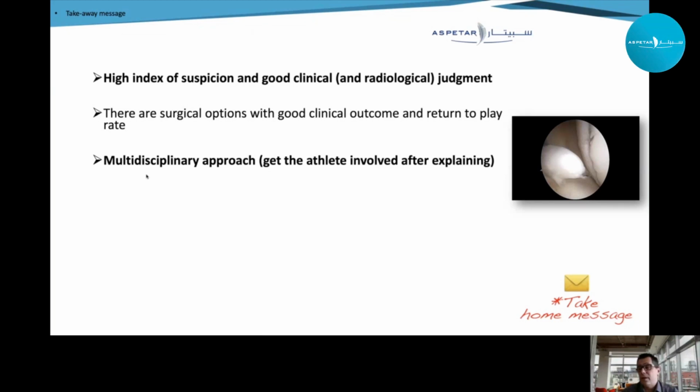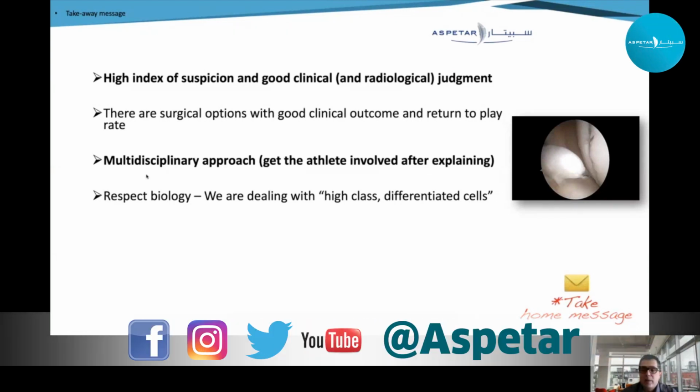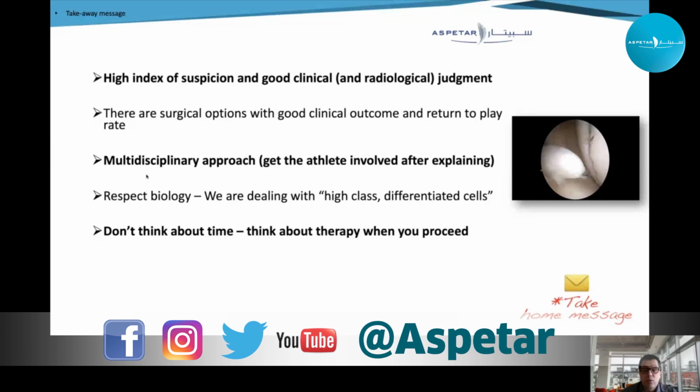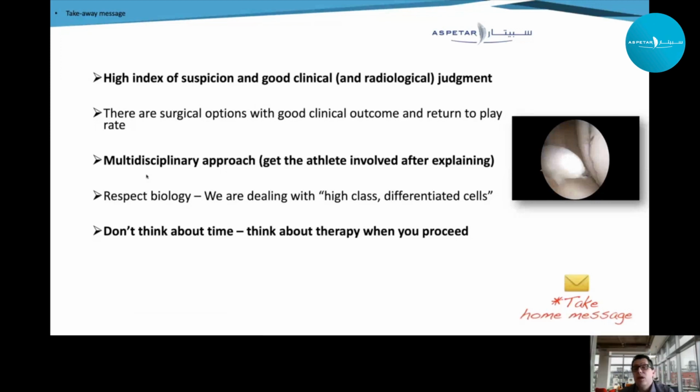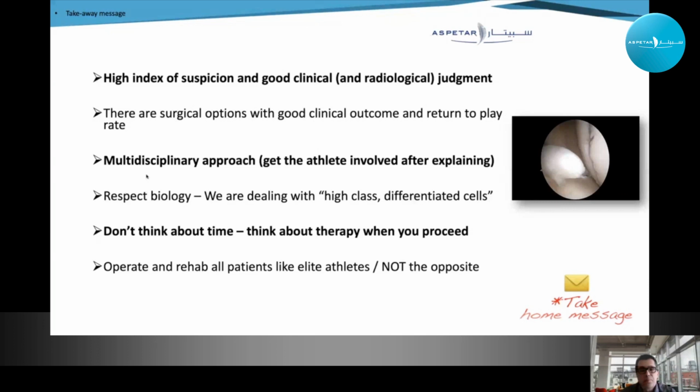After all, Aspetar is the holy grail of multidisciplinary approaches. So we need to stick to this, and we need to get the athlete involved. We need, of course, to respect biology, because we are dealing with high-level prima donna cells, and we need to take this into account. We don't have to think about time. We need to think about the therapy in general and good results down the line. And we need to operate and rehabilitate all our patients like being elite athletes, and not the opposite.